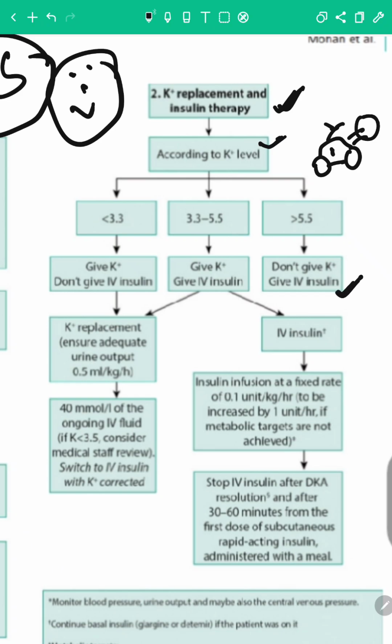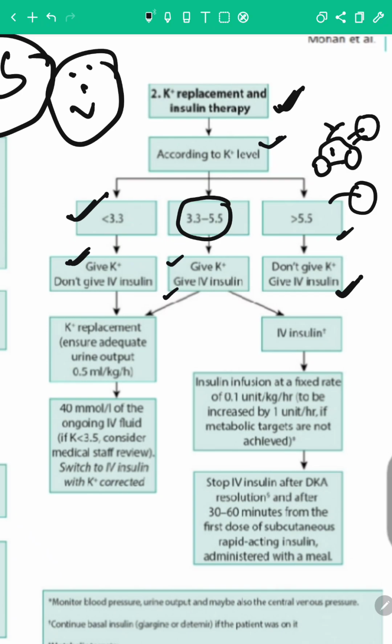When potassium is low, we have to give potassium, isn't it? This is very normal to understand. When potassium is low, you give potassium. When potassium is high, you give insulin so that potassium moves inside the cell through the carrier. In high potassium, we cannot give potassium. And when the potassium level is normal, you can give both potassium and insulin.